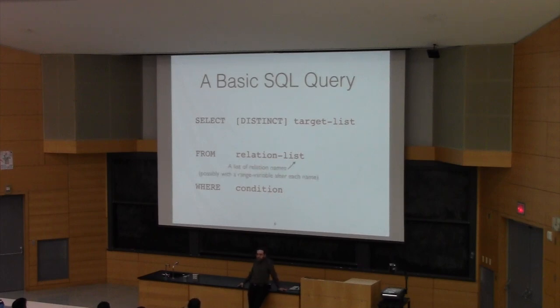So the relation list here is basically just a list of comma-separated source relations or source tables. It just says, okay, give me data from the captain's relation and the first officer's relation. The target list is a list of columns or a list of expressions, and these expressions are used to generate new columns. And finally, the where clause corresponds to selection. It's a Boolean expression that's evaluated over each row of the source data, and if the Boolean expression evaluates to true, you keep the row. If it evaluates to false, you throw away the row.